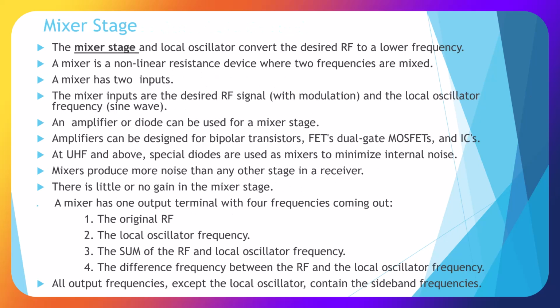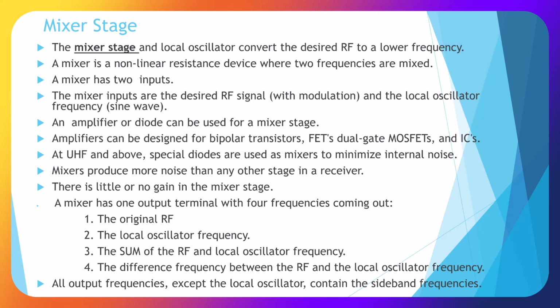The mixer stage and local oscillator convert the desired RF to a lower frequency. A mixer is a nonlinear resistance device where two frequencies are mixed. A mixer has two inputs. The mixer inputs are the desired RF signal with modulation and the local oscillator frequency, a sine wave.